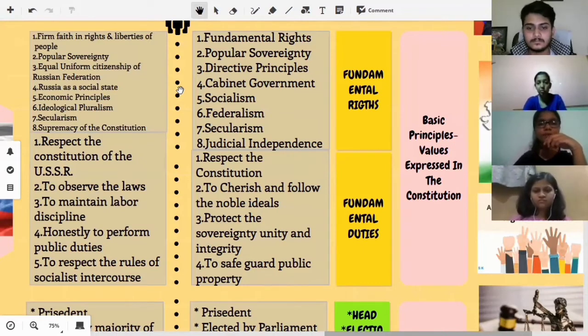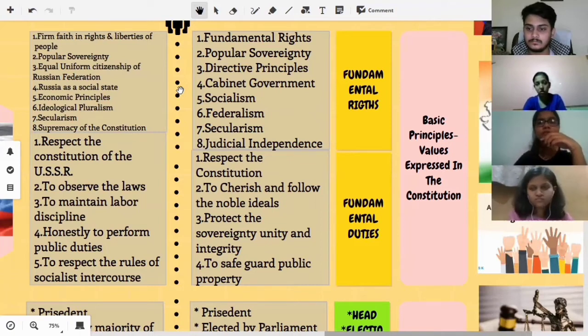First is fundamental rights. Fundamental rights are the right to equality, right to freedom, right against exploitation, right to freedom of religion, culture, etc. Second is popular sovereignty. Citizens have the ultimate right to determine in whose hands the powers should be. Third is directive principles. It ensures that the state shall strive to promote the welfare of the people by securing a social order. Fourth is cabinet government.